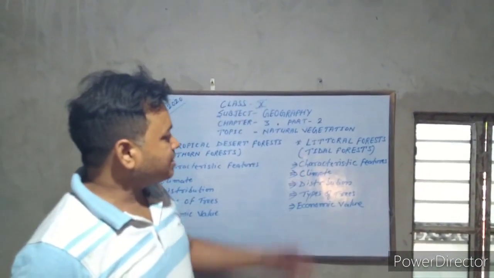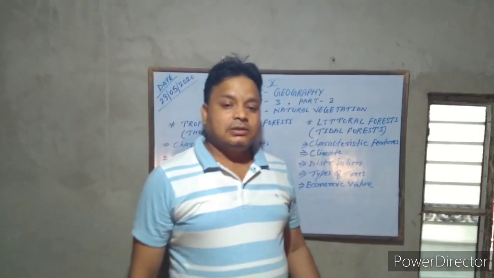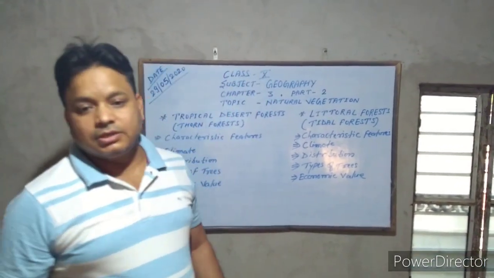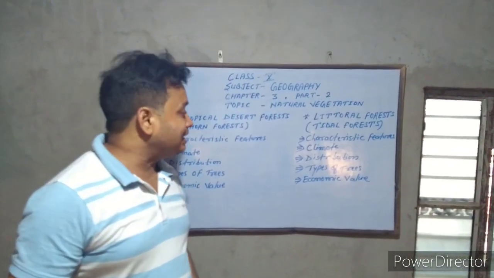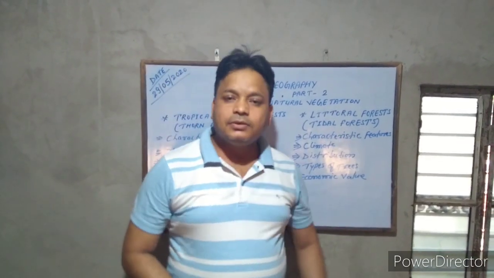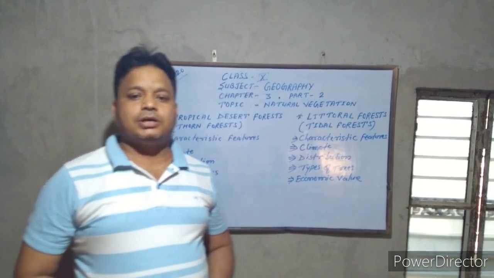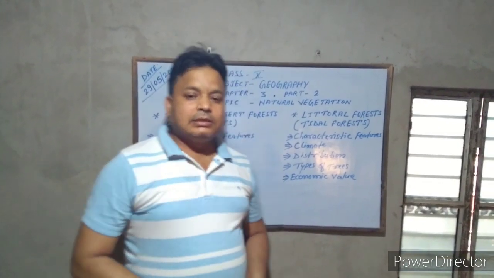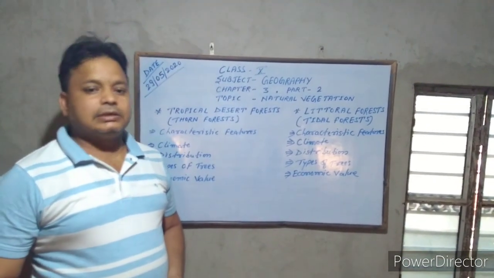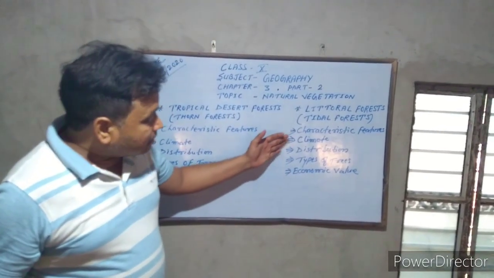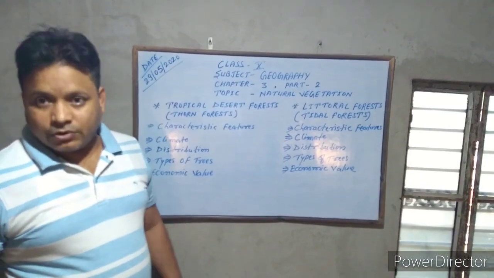Next, I am going to discuss climate. This type of vegetation is found in tidal areas. You know the meaning of tidal? Where tide occurs. These trees are found in wet marsh areas of deltas, the swampy land near the sea's coast.